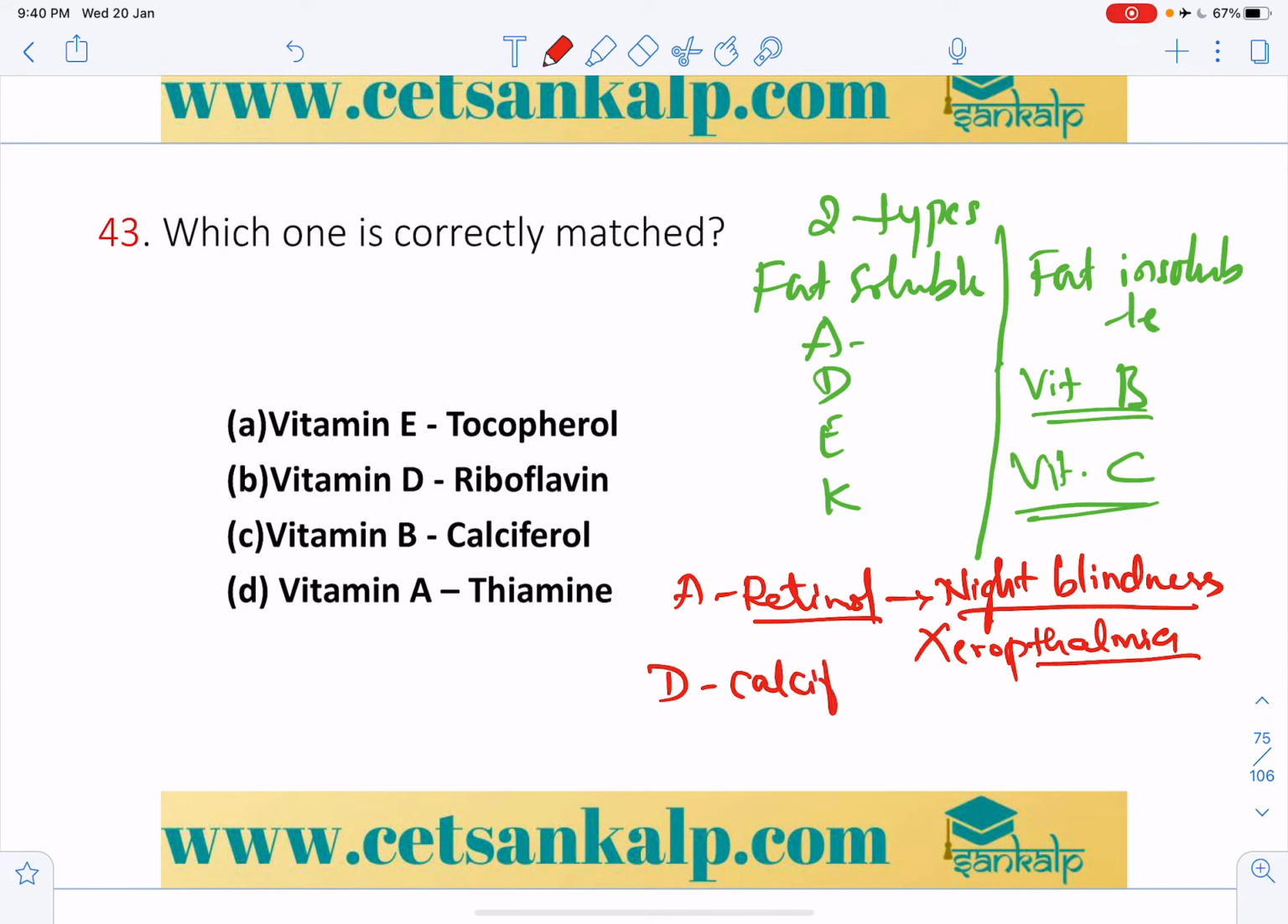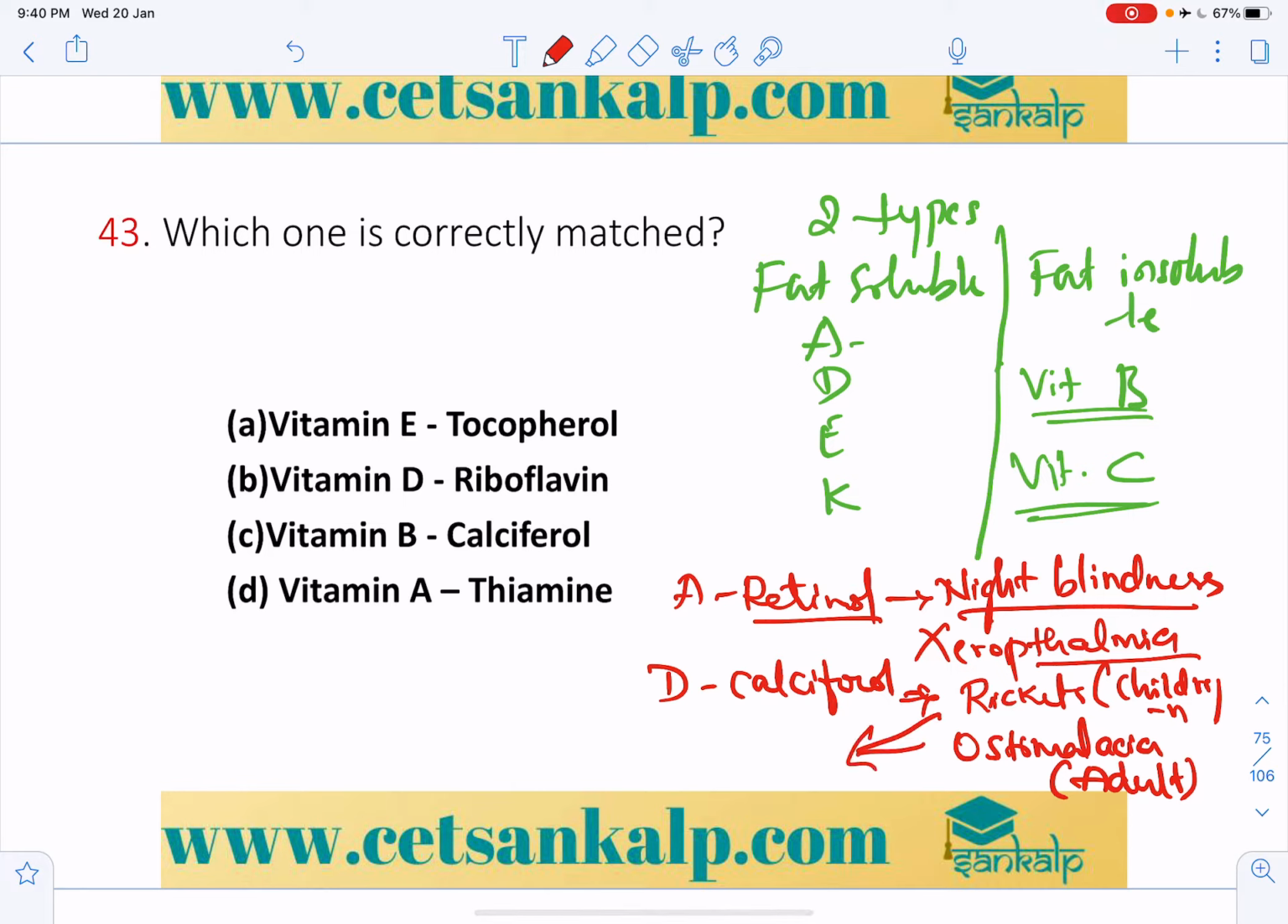Next, vitamin D, which is called calciferol. Vitamin D deficiency mainly causes rickets in children and osteomalacia in adults. Both are related to bone defects. In osteomalacia, muscle and bone weakness will be there. In children it is called rickets, and in adults it is called osteomalacia.